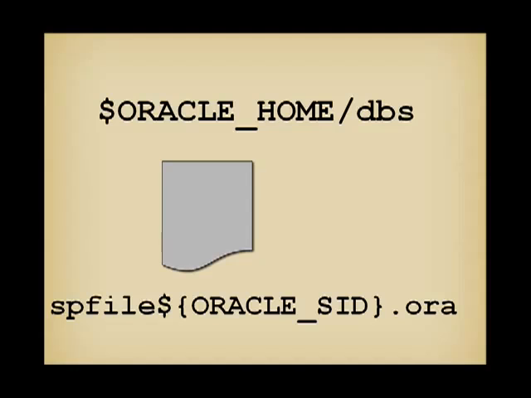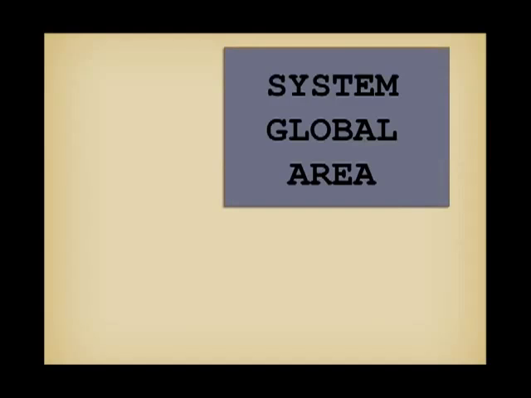It's a binary file, and you may hear about the init.ora file, that is a text file that historically predates the binary file. Database parameters will give the size of a shared memory area that is allocated at this stage and which is called the System Global Area, or SGA. This is where Oracle works.